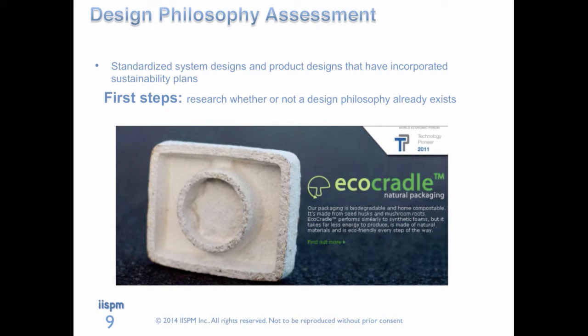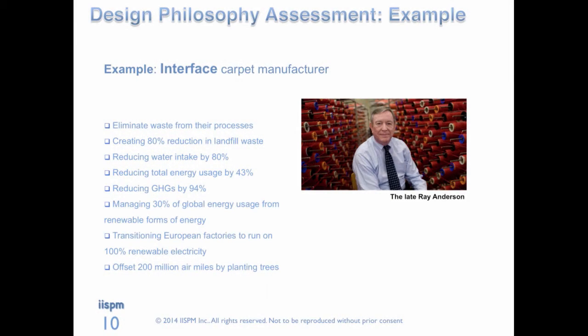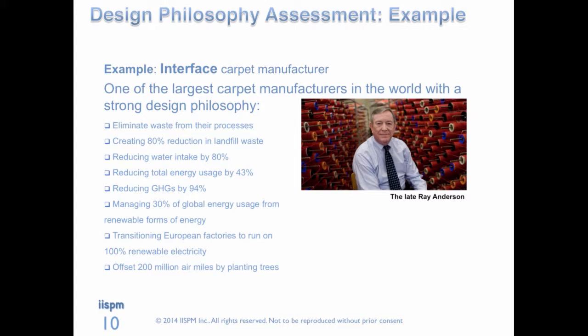So first steps then, always research whether or not a design philosophy already exists. And if it does, then we can try to make use of that. Now, a good example of that would be Interface, carpet manufacturer, led by and changed by the late Ray Anderson. Interface was one of the largest carpet manufacturers in the world with a strong design philosophy. So let's go through some of the things that they set as goals and have accomplished. Number one at the top of their list there, eliminate waste from their processes.